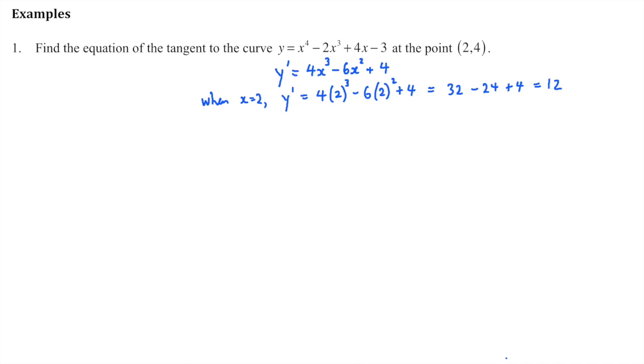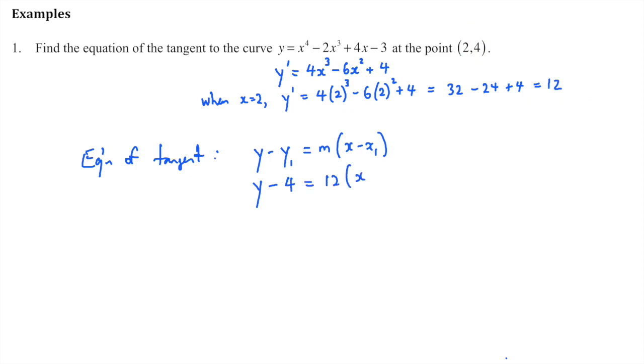So now we need to find the equation of the tangent. So let's find it. The equation of the tangent. We're going to use the formula y minus y1 equals m, bracket, x minus x1. Y minus, there's my x1 and y1 values, because that's the point I know, and there is m. I found m. M is 12. So we can plug that in. So y take 4 equals 12, bracket, x take 2, expand it out.